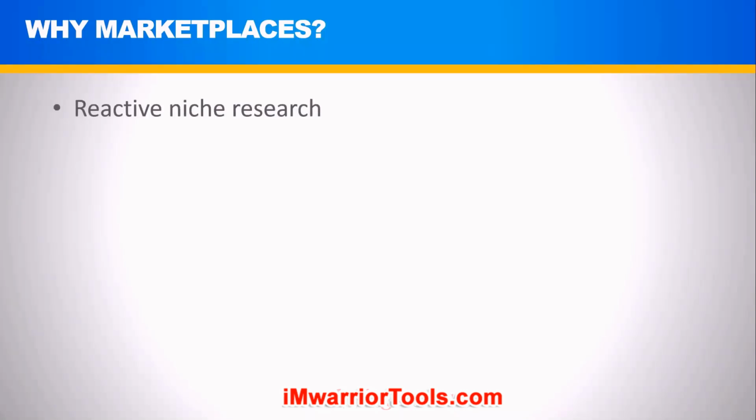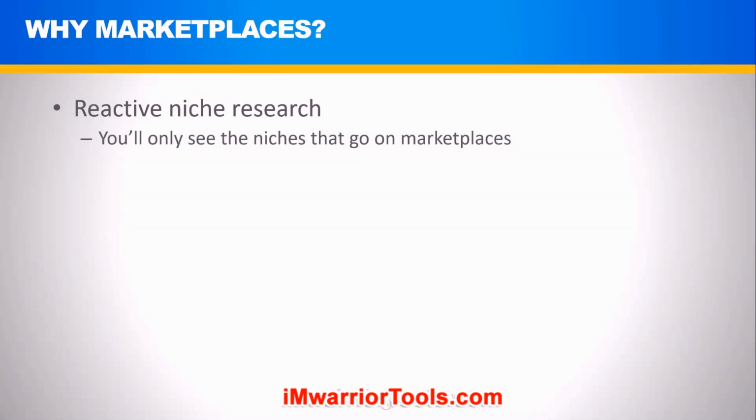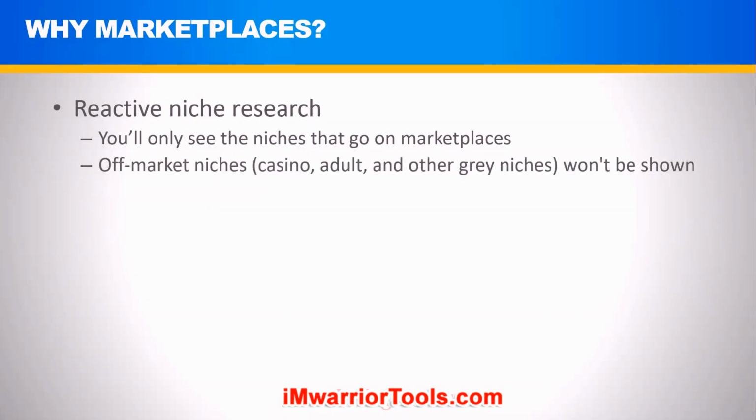Well, one of the not good sides about this is it's reactive niche research. You're not going to be able to scour every niche on the planet because you're only going to be able to see the niches that actually go onto the marketplaces and sell. So there's going to be a lot of off-market niches, for example, like casino, adult, and other great niches that won't be shown. A lot of niches that I've discovered that have had the best ROI have not shown up on marketplaces because they're just too niche and they wouldn't sell on marketplaces.